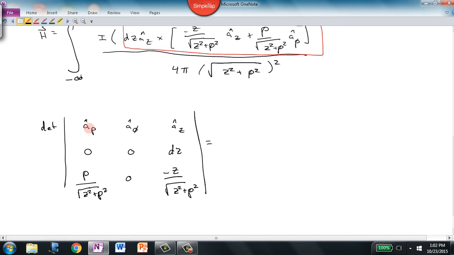Remember, we take the unit vector a hat rho, we cross out the column, we cross out the row, and that gives us 0 times minus z over the square root of z squared plus rho squared, minus 0 times dz, so a hat rho times 0. Then we subtract off the next element, minus a hat phi. We cross out the row and the column, and we get 0 times this quantity, which is just 0. And then we subtract off this cross multiplication, which is rho dz over the square root of z squared plus rho squared.